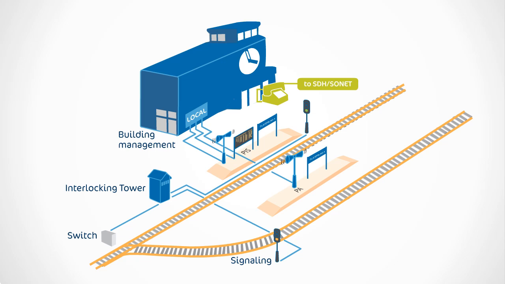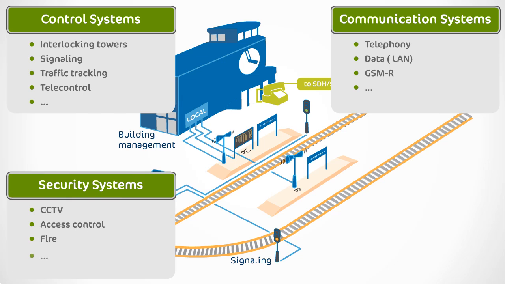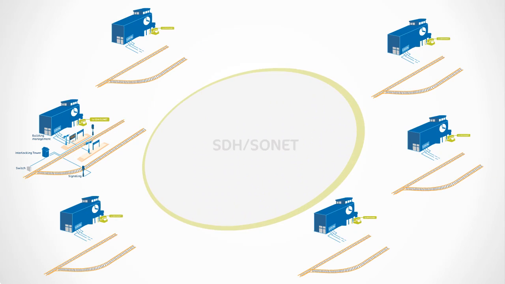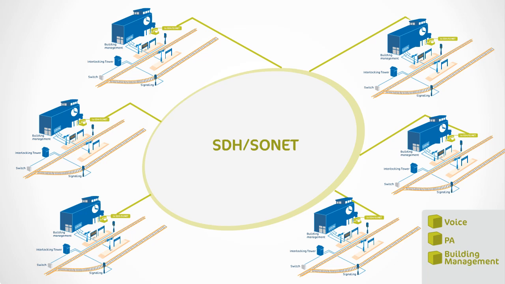These systems can be divided into four major parts: control systems, communication systems, security systems, and information systems. In the past, only voice-related applications were networked. This was done via an SDH SONET network. Soon, communication would be the heart of the railway system and would interconnect the different elements to centralized control units or control centers. Let's see how this gradually evolved.